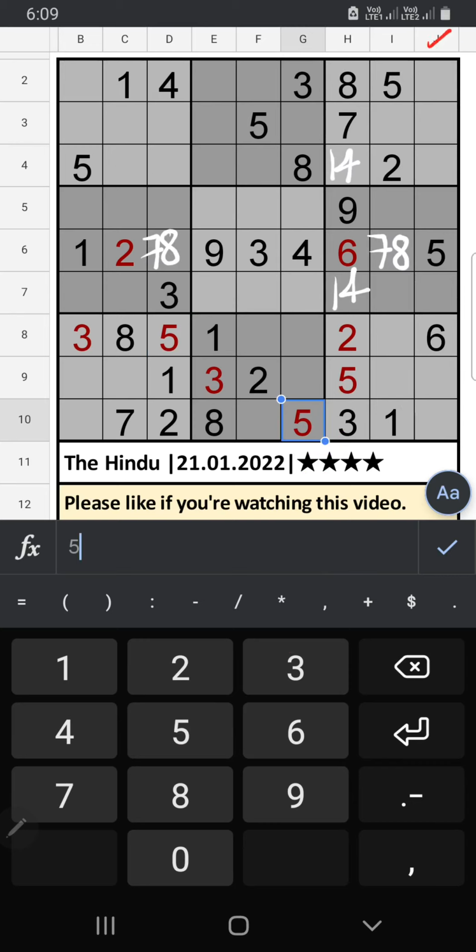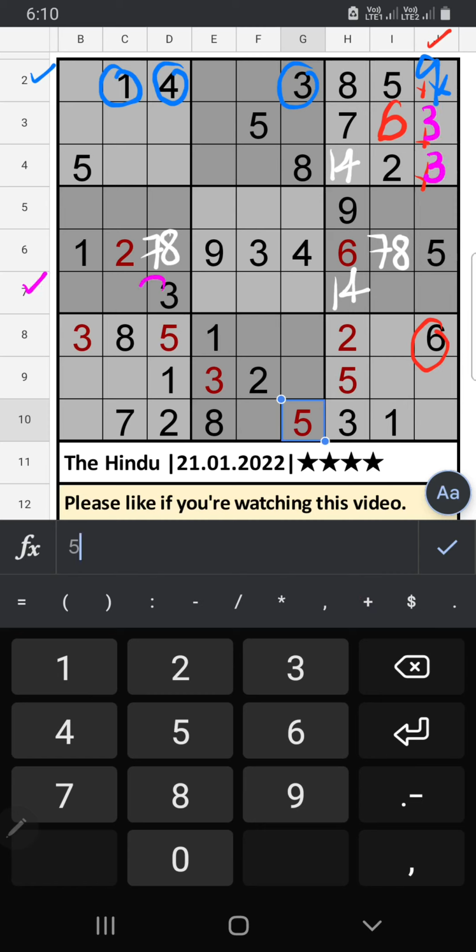Column J we have 6. So 6 can't come in these cells. Then 6 is confirmed here. 2nd row we have 3 numbers 1, 3, 4. So 1, 3, 4 can't come in this cell. It will come in any one of the 3 cells. We'll confirm later. Then only 1 number is remaining, 9. 9 is confirmed here. 3 will come in any one of the cells. We'll confirm later.